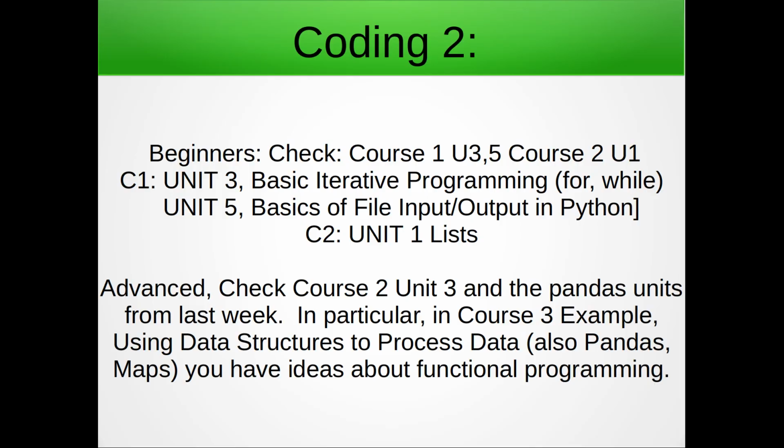Unit 3 from course 1 is about basic iterative programming, about for and while. Unit 5 is about file input and output and contains a very important example that will help you with project 1 at the end, putting it all together, air temperature in Zhao Mountain. Okay. Course 2, unit 1 is about lists, and we will see a bit about lists with that particular example too.